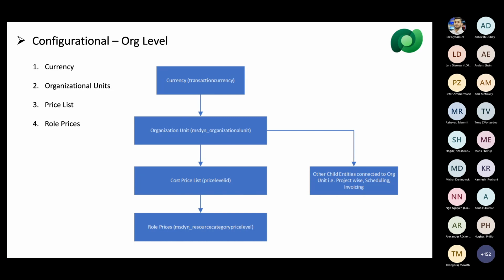So on the configuration level, of course, currency is the parent of the organization unit. So the organization unit here is considered the parent. All the configuration starts from the organization unit piece. But of course, when we create an organization unit, the currency is the one that we select as a lookup.